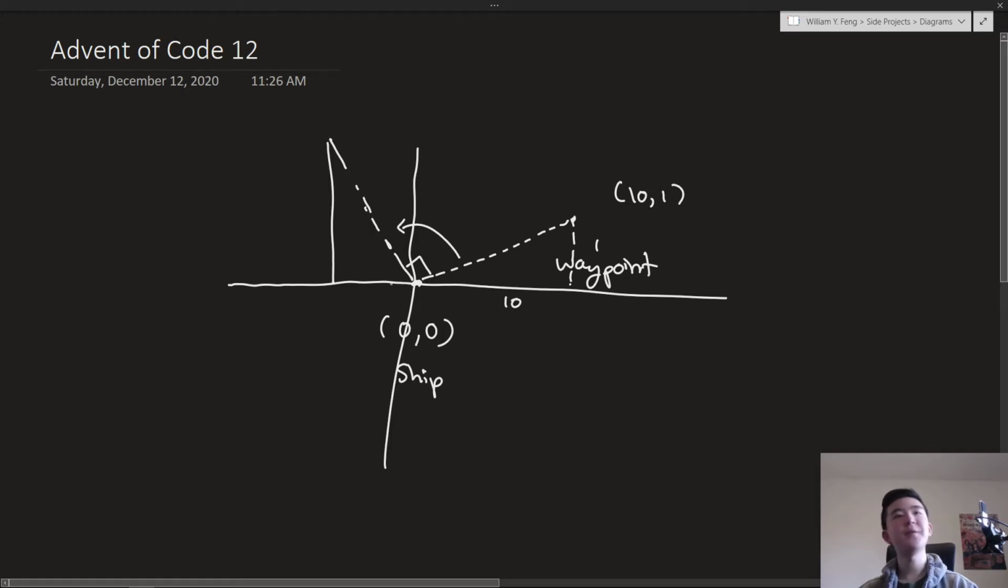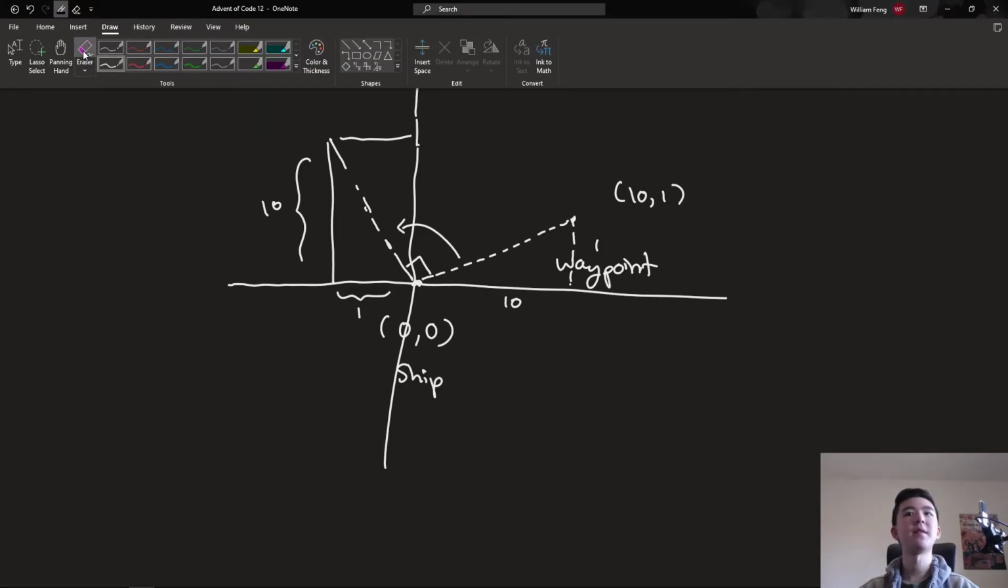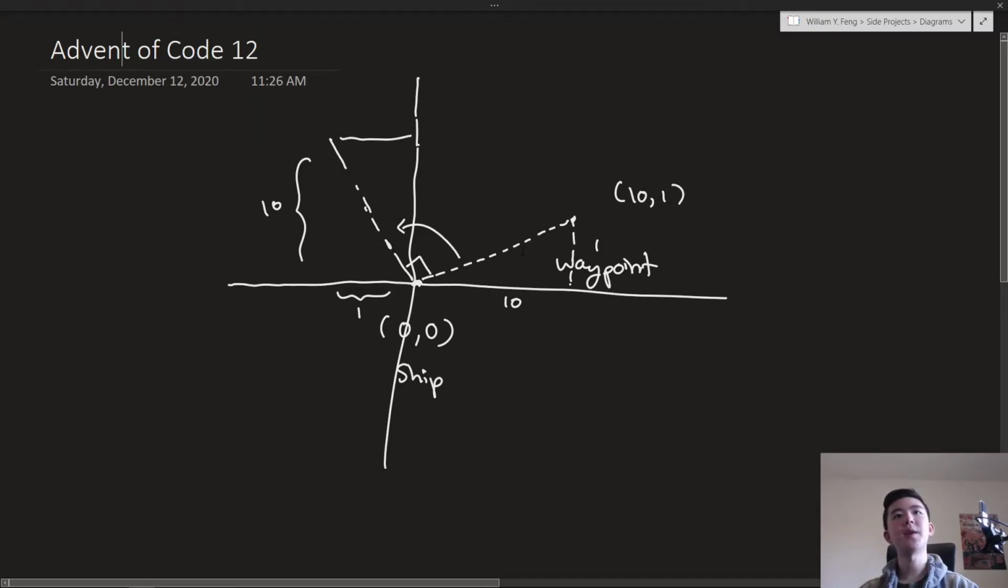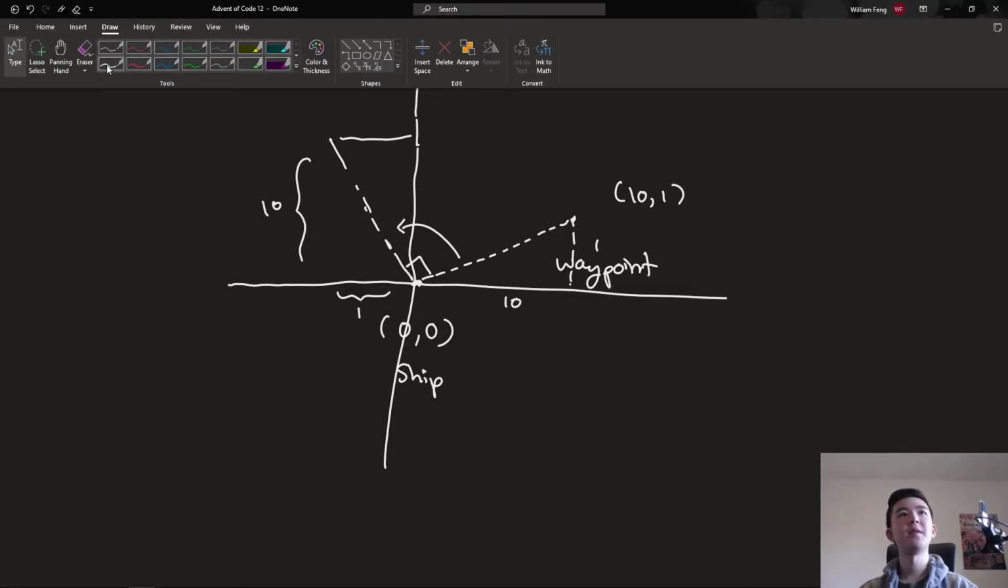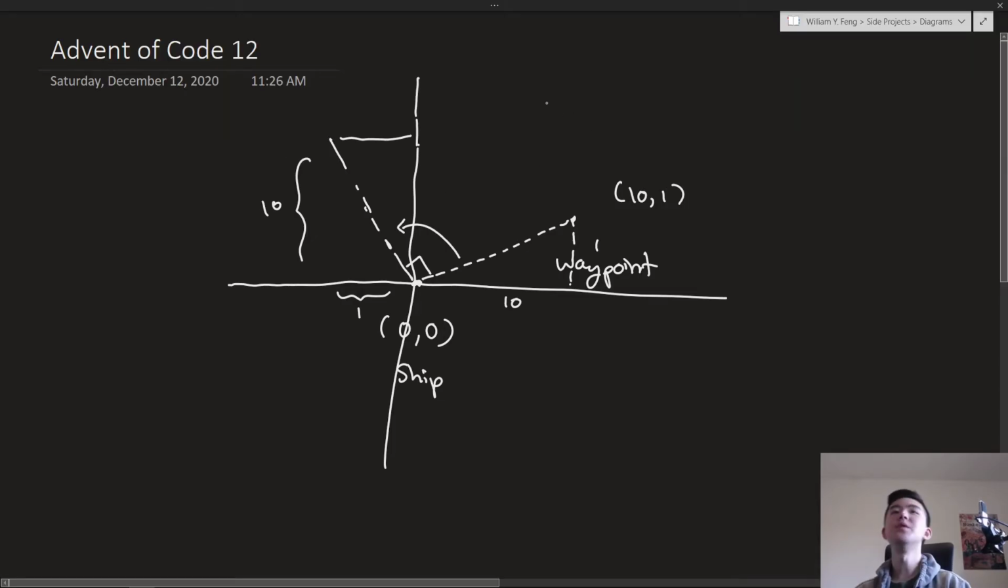And if we just think about it for a bit, we see that this distance is 1 and this distance is 10 because we're kind of moving the triangle. So this triangle becomes this triangle over here, and I will erase that. So this triangle becomes that triangle over there. And we see that the new waypoint x position is equal to the original waypoint y position times -1.